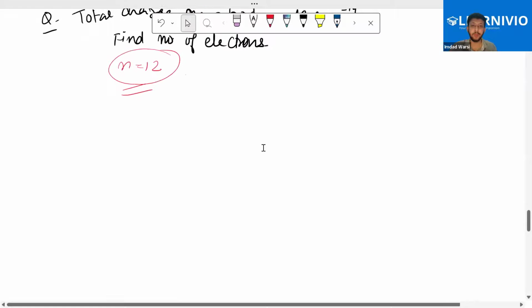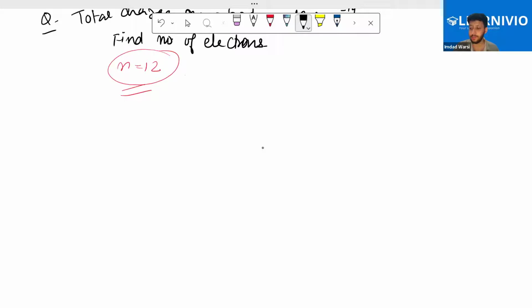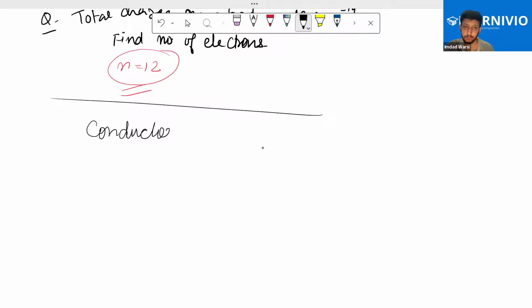Okay, then let's move forward. Okay, let's talk about conductors. What are conductors? You must be having an idea what conductors are. Tell me. Objects which have free electrons and are able to conduct electricity. Very good. So write the heading: conductors.